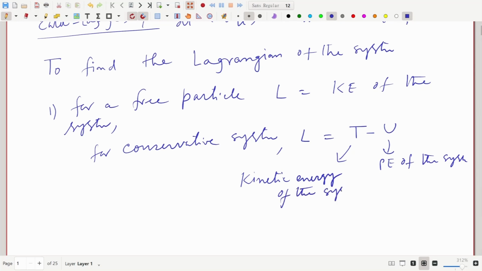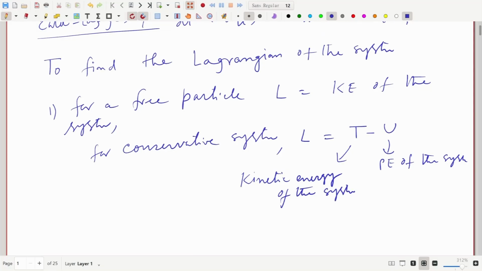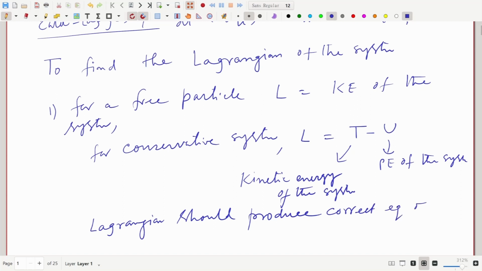However, I warned in my previous lectures that there is no guiding rule that the Lagrangian has to be kinetic energy minus potential energy. We have examples or exceptions where it is not kinetic energy minus potential energy. The only requirement is that the Lagrangian should produce the correct equation of motion. So, this is the requirement.